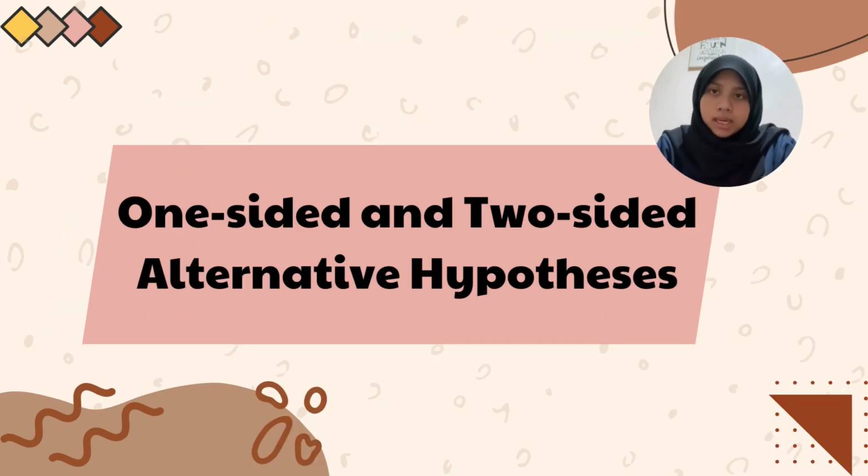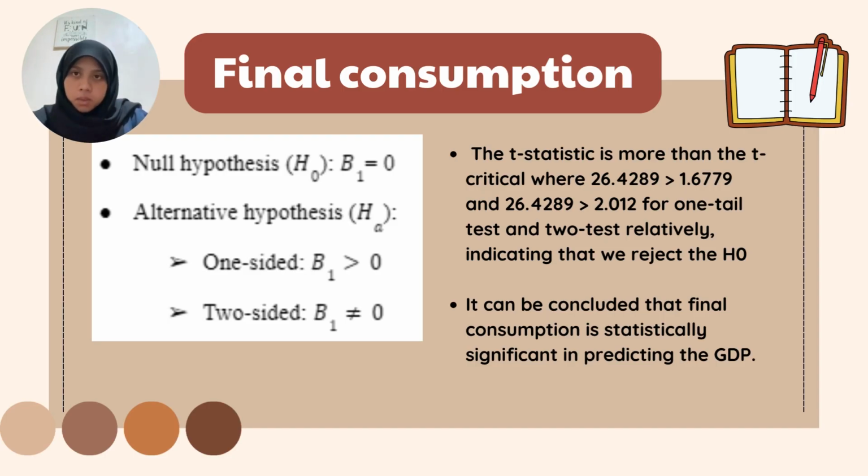So next we move on to one-sided and two-sided alternative hypotheses for all the independent variables. The first independent variable is final consumption. In this analysis, we assume that alpha equals 0.05. Therefore, we compute the t-statistic of final consumption by dividing B1 by the standard error of final consumption. By plugging into the formula, we get the t-statistic of final consumption, which is equal to 26.4289. Afterward, we calculate the t critical using the formula t with n minus k minus 1 degrees of freedom, where k is equal to 3. Thus, we only need to refer to the t table to know the critical value of final consumption, where the t critical for one tail is equal to 1.6779.